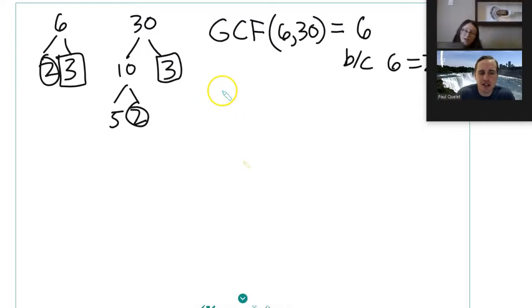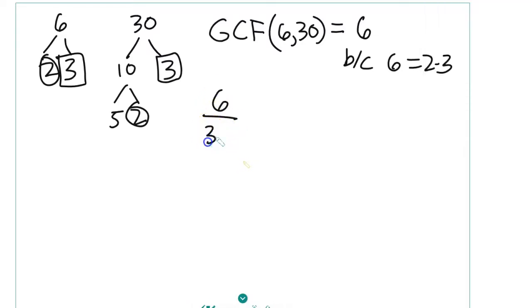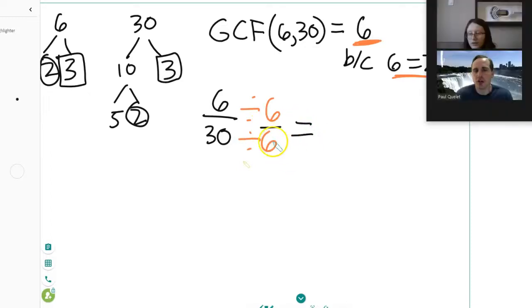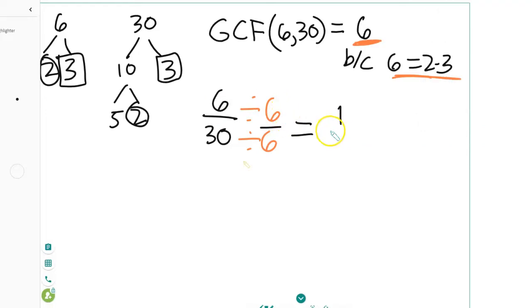Now consider this. Look how much easier this is if we do it this way. If you have 6 over 30, and let's do now the greatest common factor. Now that we have the greatest common factor, let's choose a different color. Let's call this now in orange. The greatest common factor is 6. Let's divide both by 6. If you divide by the greatest common factor at first, you're going to be done right away. Because what's 6 divided by 6? What's 30 divided by 6? 5.